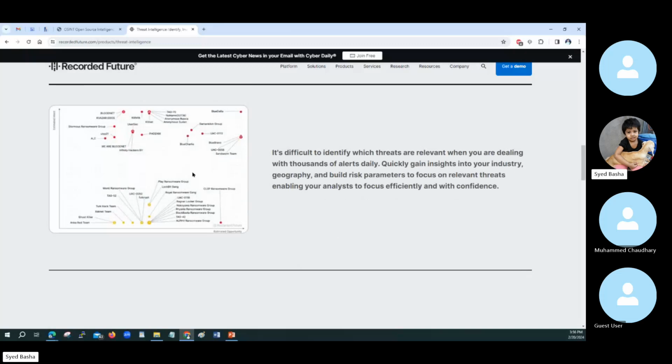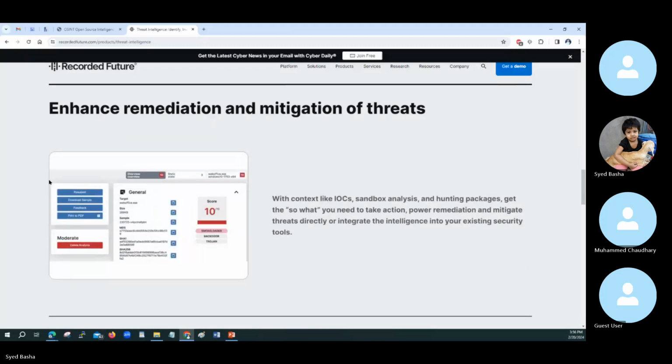This kind of identification they will provide, and this kind of scoring they will provide. So by having seen this, you should be aware that you should not deal with the IP address or domain name that they're mentioning here.